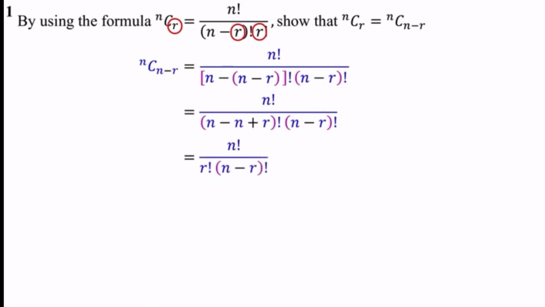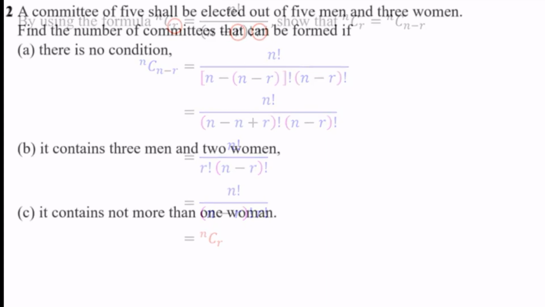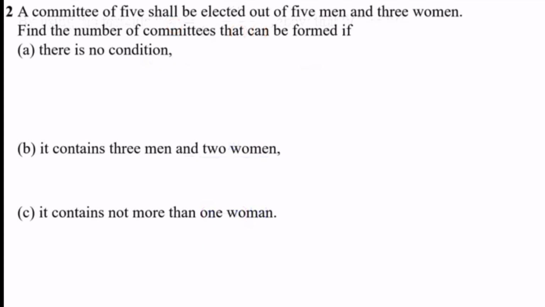So if we expand n minus n, the n cancels out. Negative and negative r become positive r. So we are getting back the same formula, which is n factorial over r factorial times (n minus r) factorial. So it's the same as nCr. So we can say that nC(n minus r) is equal to nCr. So let's proceed to question number 2.